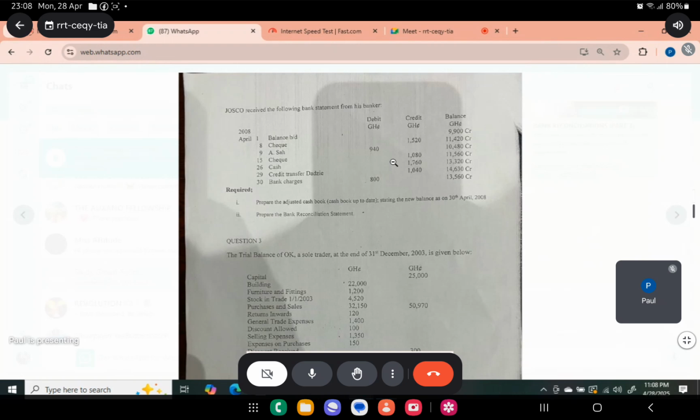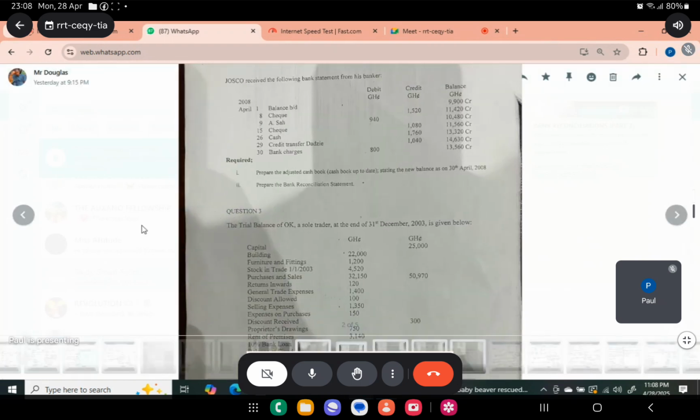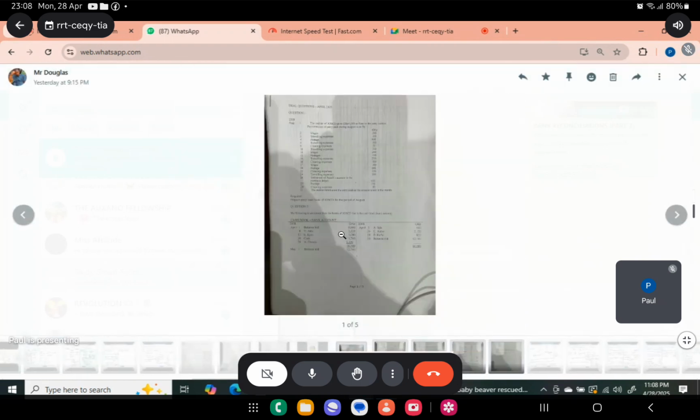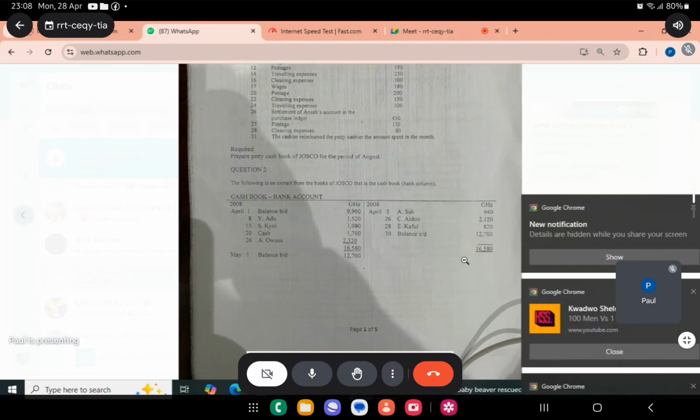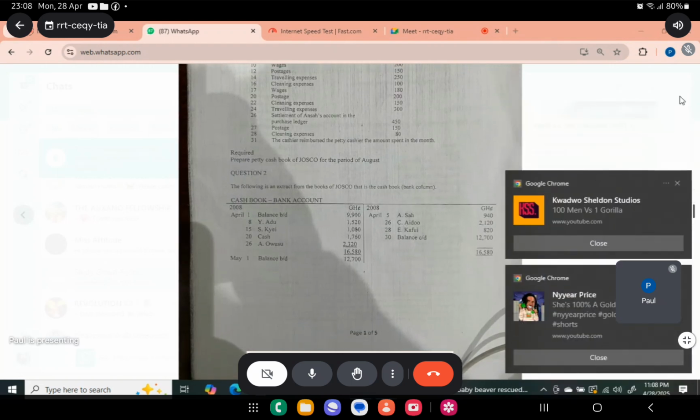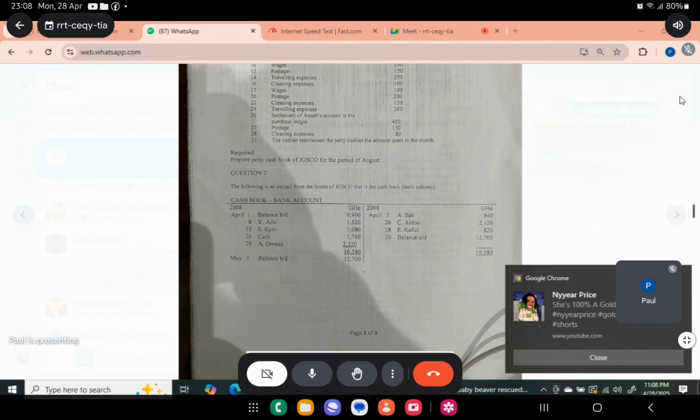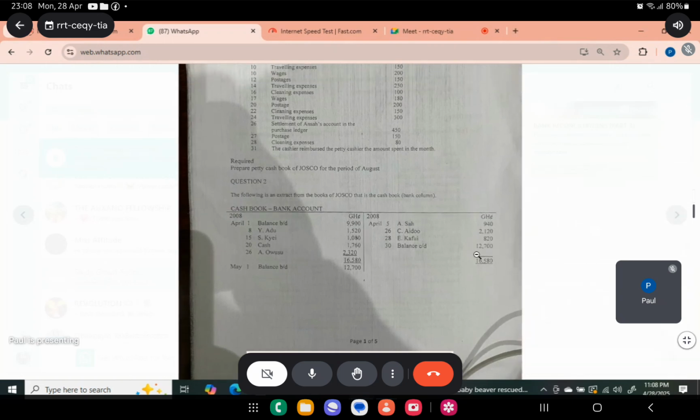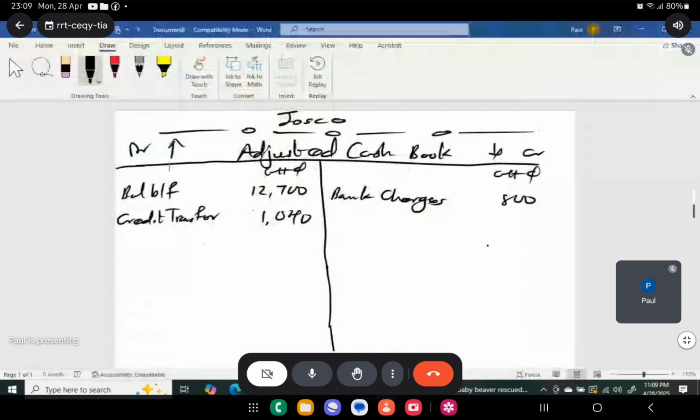Now you need to cross-check from your cash book whether that 800 Ghana cedis has been credited in your cash book. So once you go back to your cash book and you check the credit side, because credit in your cash book means decrease. They are taking money from your account. So you check your cash book, you've not seen that 800, then quickly you will have to deduct that 800 from your cash book by using the adjusted cash book to correct it. Okay, do you get it?